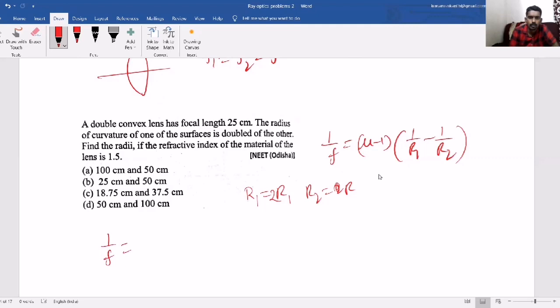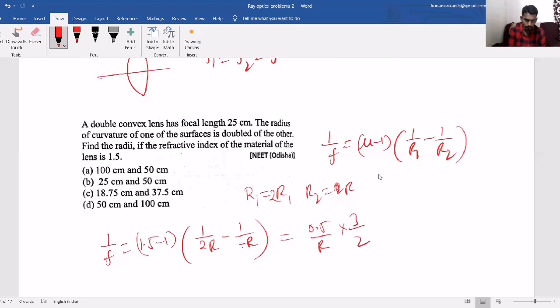So 1 by focal length equal to mu minus 1, that is 1.5 minus 1, into 1 by r1, which is 2r, minus 1 by r2, which is minus, because convex lens, r1 plus, r2 minus, so minus of minus is plus. So this is 0.5. R you take common, 1 by 2 plus 1, that is 3 by 2. So here focal length they have given. So it is nothing but 3 by 4r. They are asking radius of curvature. So r equal to now 3 by 4f.